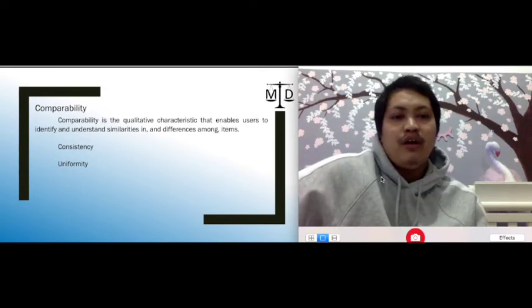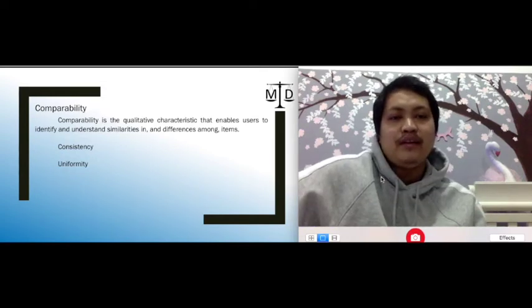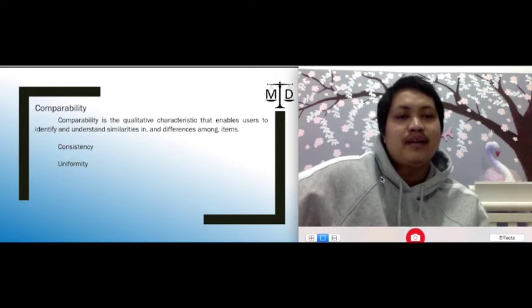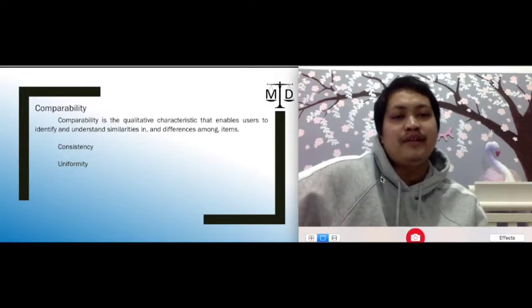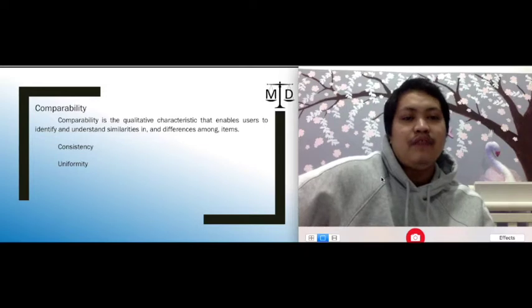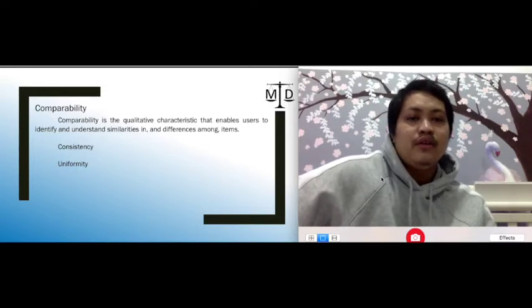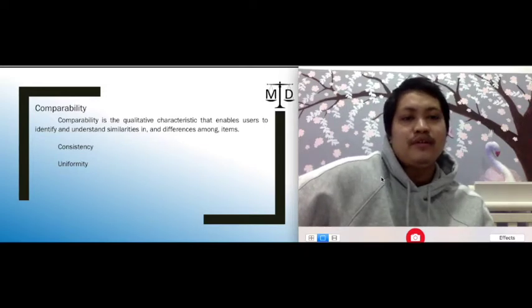However, even though the trait of comparability is desirable, we do not sacrifice the value of the information for the sake of comparability. Definitely, if an entity uses uniform policies, methods, and procedures year in and year out, it would be very easy to compare the financial reports of such entity.